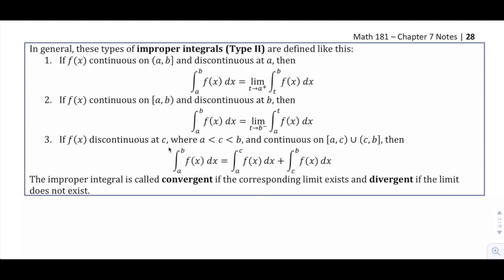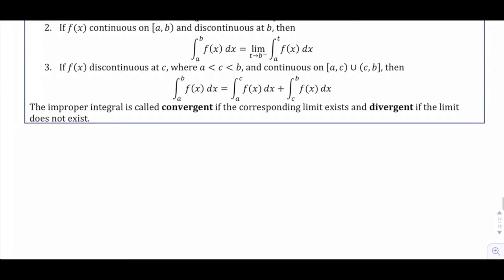If f of x is discontinuous at c, which is somewhere in between a and b, and continuous everywhere from closed a to open c, and open c to closed b, then we would say that the integral from a to b of f of x dx is equal to, and we're going to have to split the integral up at c. So we'd say from a to c of f of x plus c to b. And then we would have to use the strategies in 1 and 2 here to do each of these integrals. The improper integral is called convergent if the corresponding limit exists, and divergent if the limit does not exist.